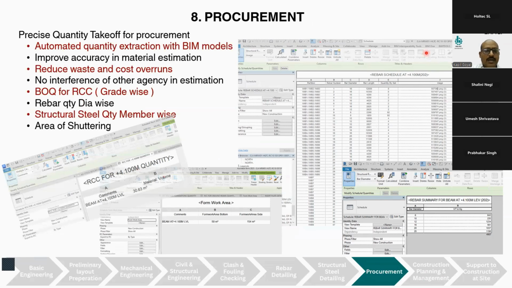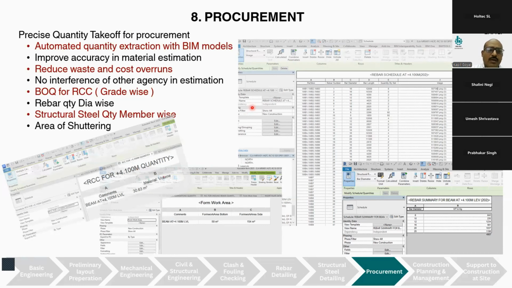So now the design is there in the virtual ground, that is on BIM, on papers and everything. For construction, we need material. For procuring material, BIM supports with exact quantity extracted from the model. They are very much accurate. This reduces wastage and cost overruns. There is no interference of any other agency or external agency for this estimation. So it is very much accurate.